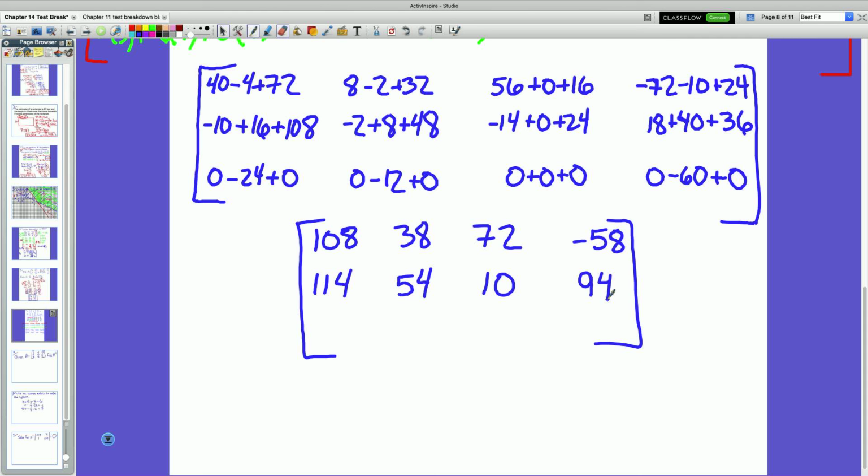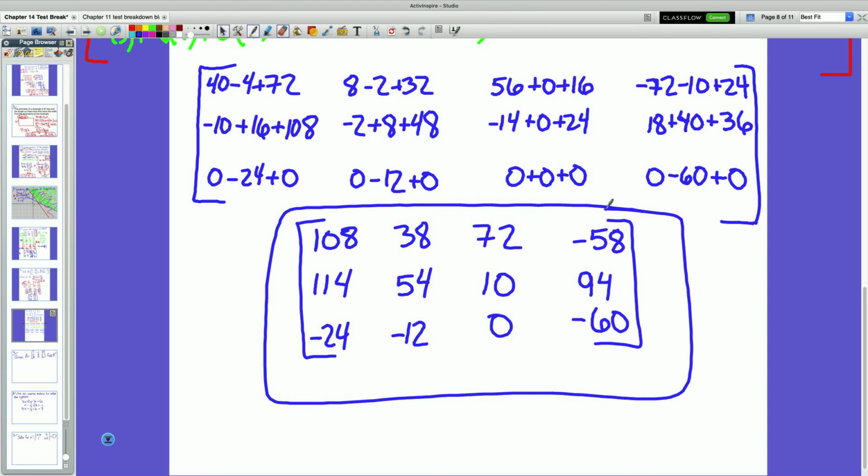And the last row, 0 minus 24 is negative 24, plus 0 is negative 24. 0 minus 12 is negative 12, plus 0 is negative 12. 0 plus 0 plus 0 is 0. 0 minus 60 is negative 60, plus 0 is negative 60. And that would be my answer matrix.